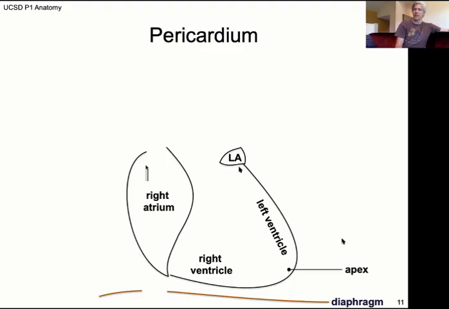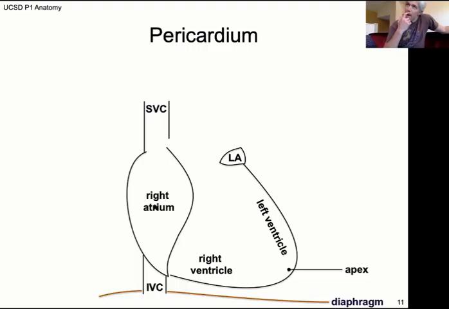I've abbreviated left atrium, LA, there. That's just because I had to squeeze it into a tiny space. Don't walk around in a clinical situation talking about LA, RA, LV, RV. No, I don't think anyone's going to know what you're talking about. And of course, I forgot to add, the heart is resting on the diaphragm, enveloped in the pericardial sac, which is resting on the diaphragm.